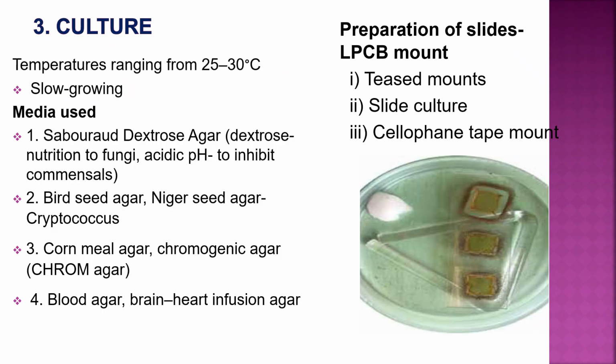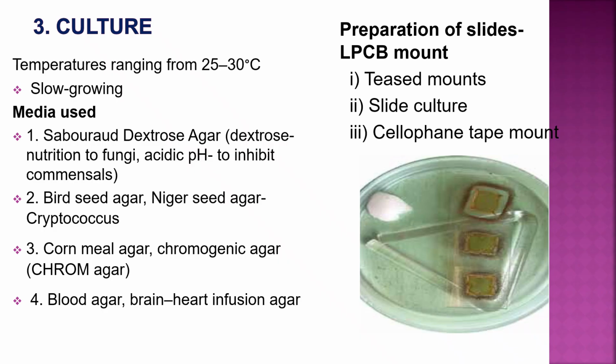The third step is culture, at a temperature ranging from 25 to 30 degrees Celsius; growth is slow. The media used: Sabouraud's dextrose agar is the most common fungal culture medium. It contains dextrose for nutrition of fungi and an acidic pH to inhibit commensals. Second, special media, selective media: bird seed agar or niger seed agar for Cryptococcus, cornmeal agar for chromogenic Candida, blood agar, brain heart infusion agar.